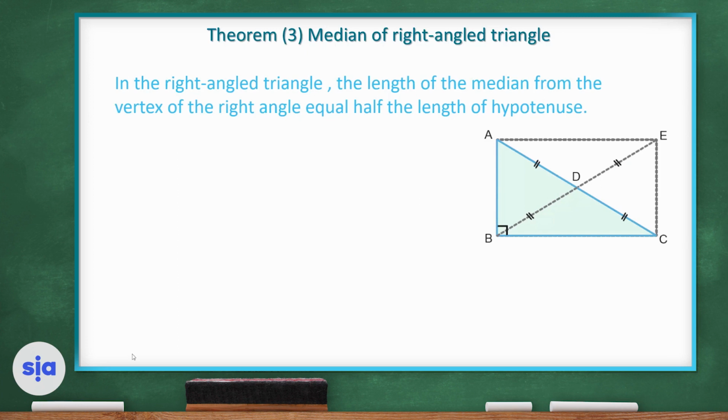In this session we'll be talking about the median of right angle triangles. In the right angle triangle, the length of the median from the vertex of the right angle is equal to half the length of the hypotenuse.